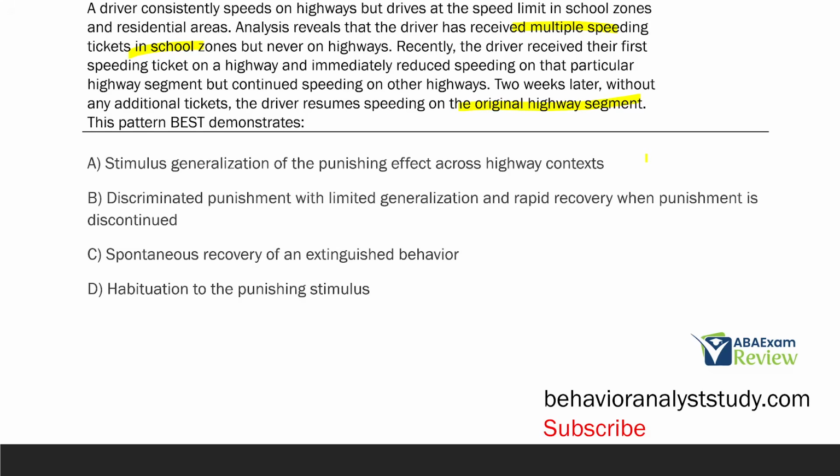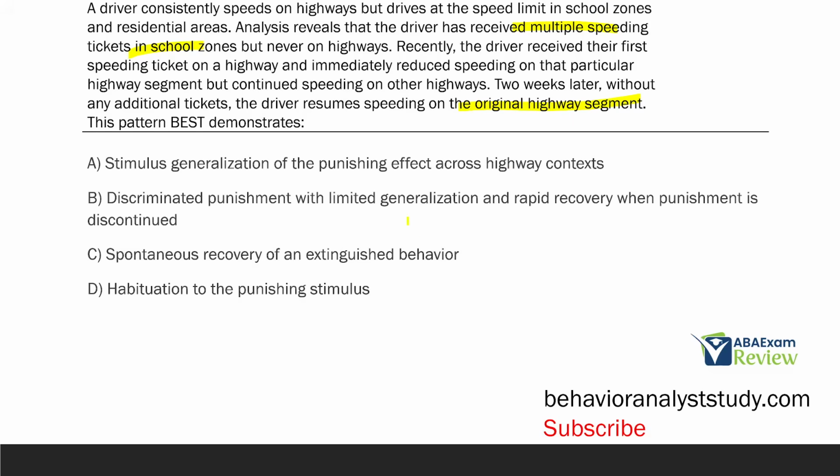Now, why would that happen if the behavior got punished? Well, what do we know about punishment? We know punishment is not permanent. That's why we use reinforcement. Punishment isn't permanent. We've got to teach a replacement behavior and reinforce that replacement to replace the punished behavior. So what is this pattern demonstrating, knowing that? A, stimulus generalization of the punishing effect across highway context. Well, clearly punishment is not generalizing across context because this driver is speeding basically everywhere but in school zones.